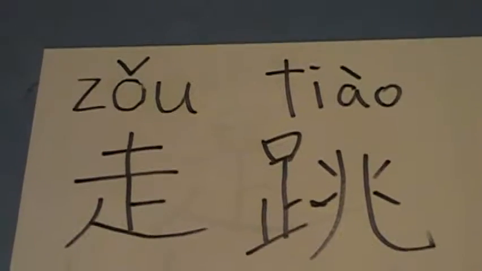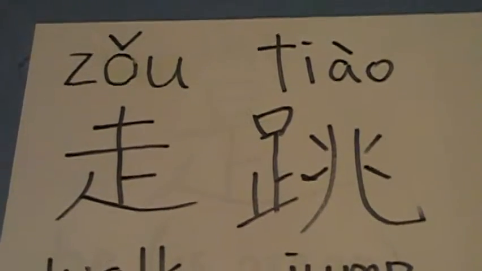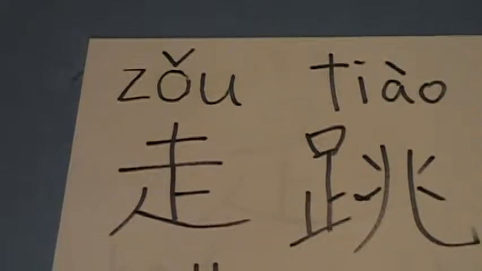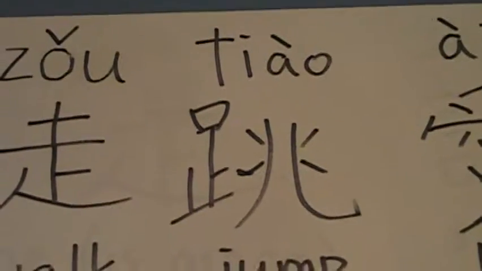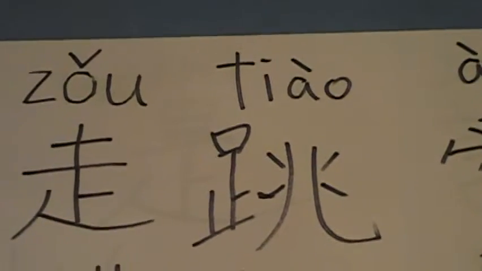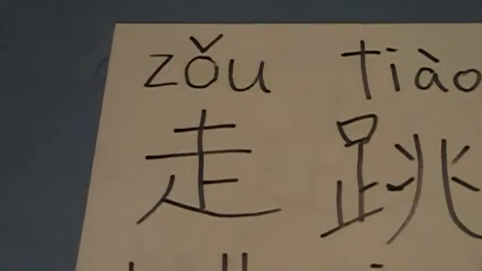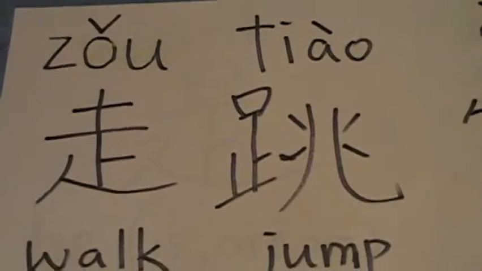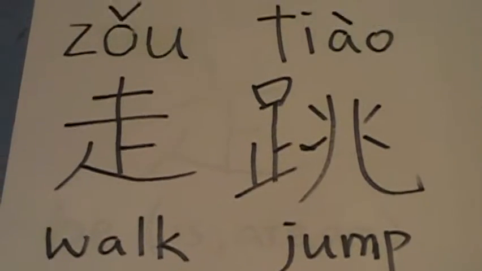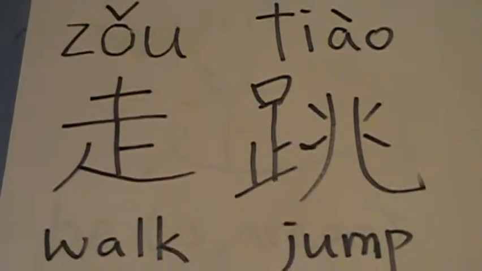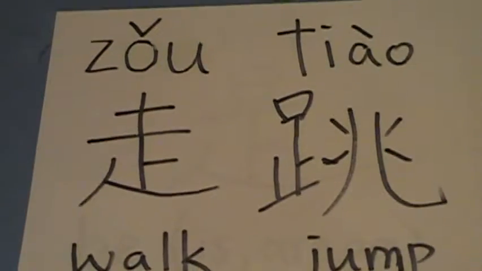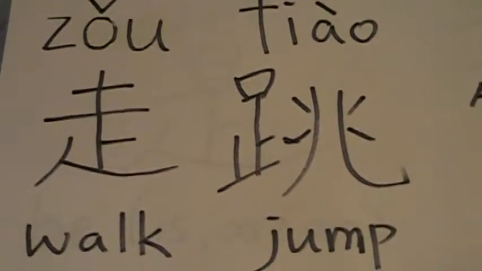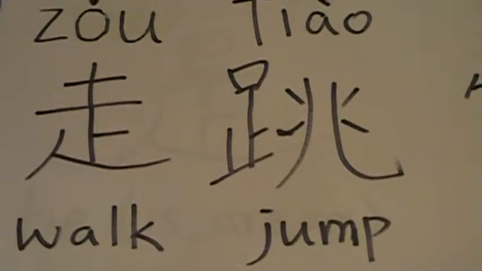We'll begin with these two verbs, 走 with the third tone over O, and 跳 with the fourth tone over A. 走 means walk, and 跳 means jump. Notice that the left part of 跳 means foot by itself.